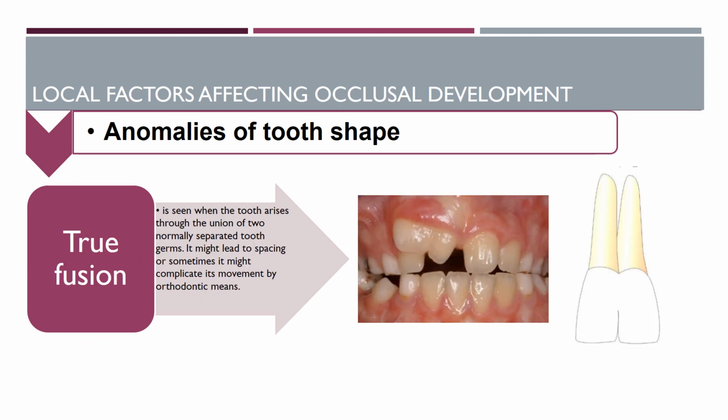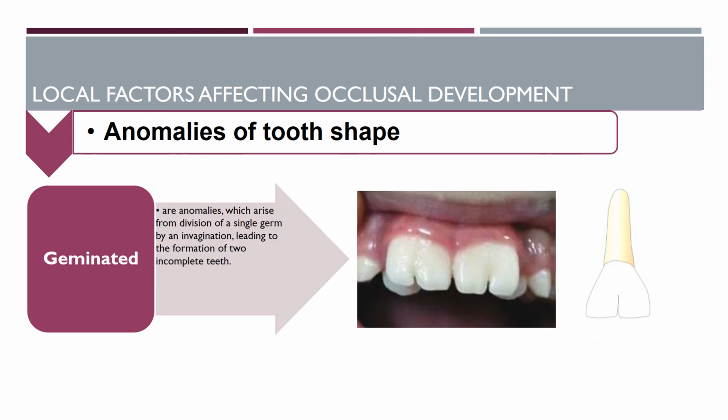The second anomaly of tooth shape is true fusion. It's seen when the tooth arises through the union of two normally separated tooth germs. It might lead to spacing, or sometimes it might complicate its movement by orthodontic means. Fusion should be differentiated from gemination.